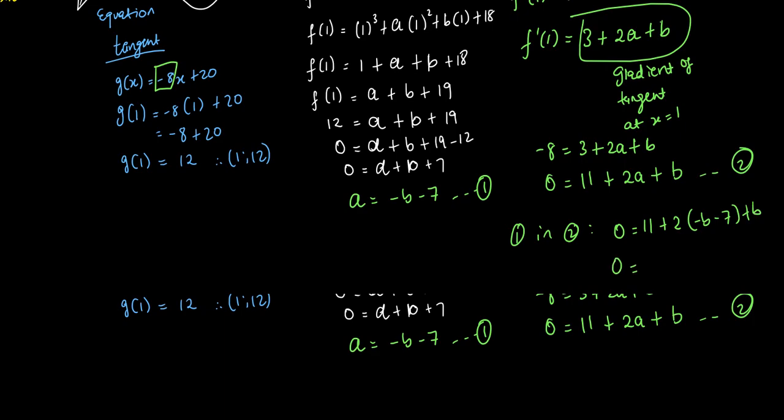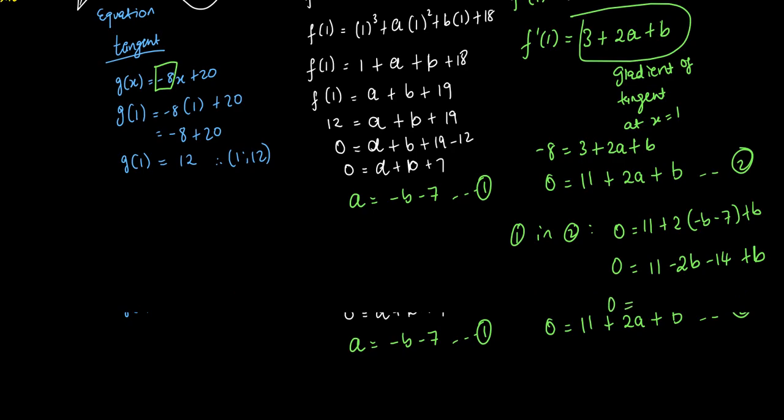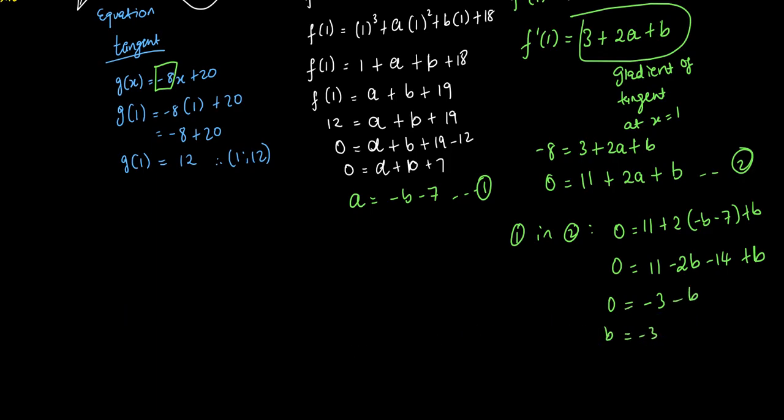Just that my b is very ugly, so sorry for that. 2 times that is minus 2b, and then 2 times this one is minus 14, and then you have plus b. So 11 minus 14, guys, is going to be -3, and then you say minus 2 plus 1, it's minus b. So therefore b is simply going to be -3. Then you can now solve for a. So your a will be negative. Don't forget to put brackets and say -(-3) minus 7. So it will be 3 minus 7, which is minus 4. That is your a there.